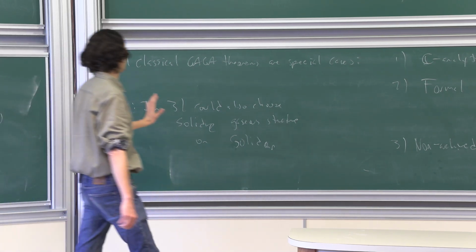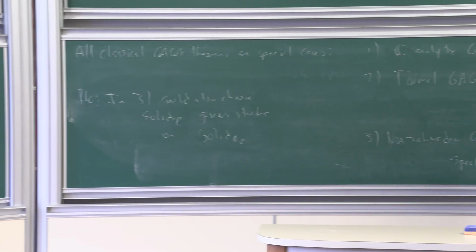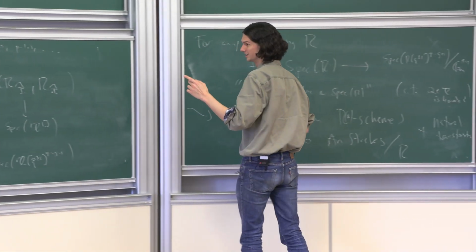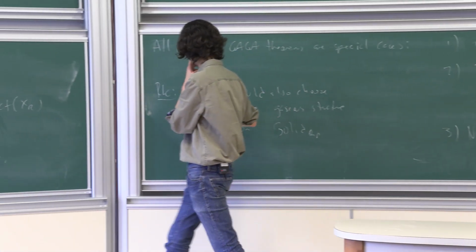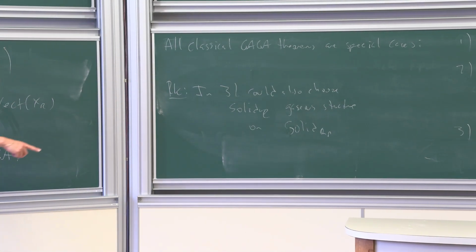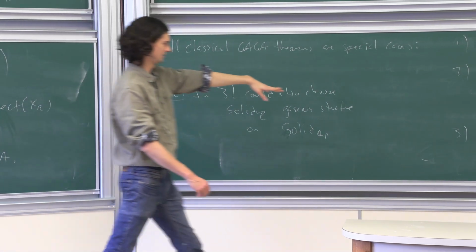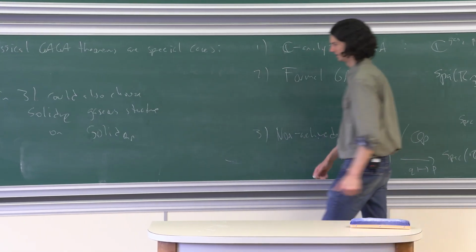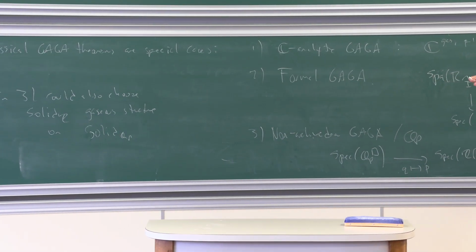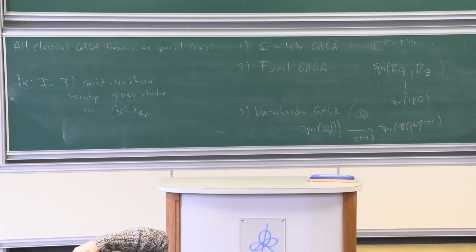But nonetheless, there's a point I wanted to make, which is that there is still a different gaseous structure on solid Q_p obtained by factoring it through solid Z_p. And in a sense, the difference between this gaseous ring structure and this gaseous ring structure is sort of the difference between usual rigid geometry and some kind of over-convergent version of rigid geometry.